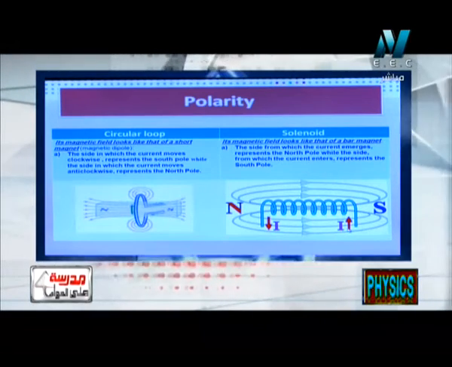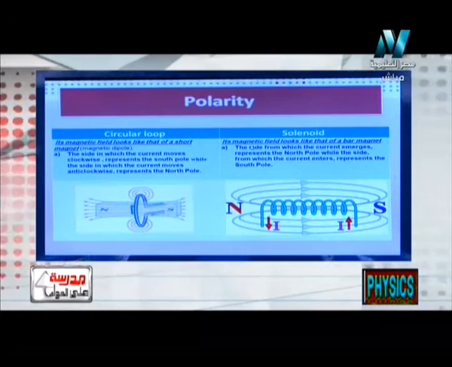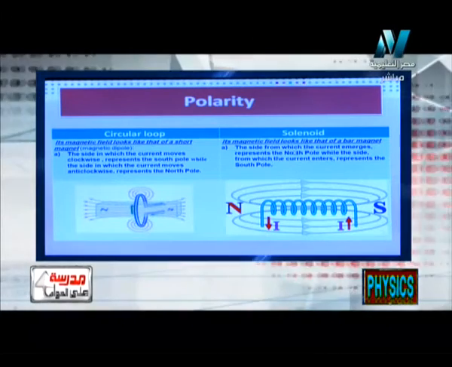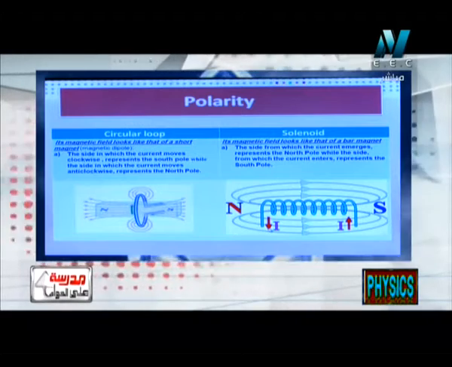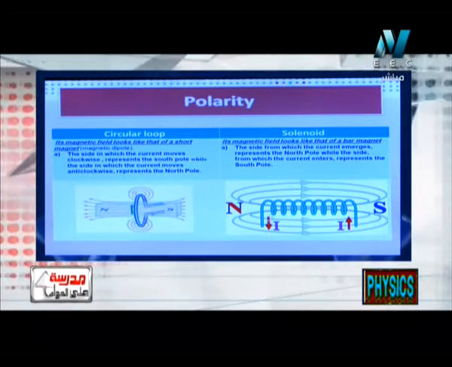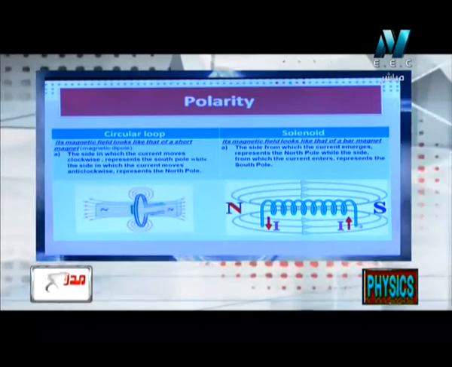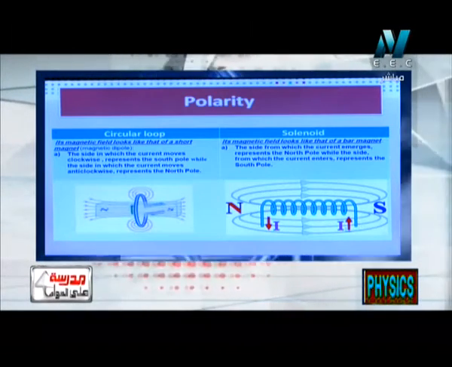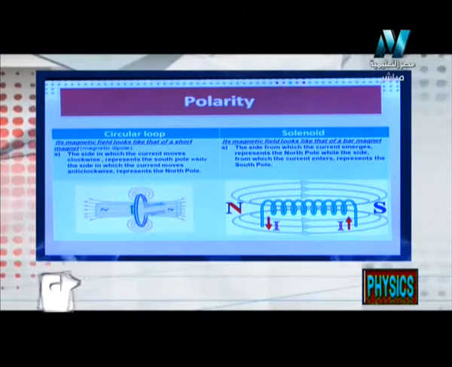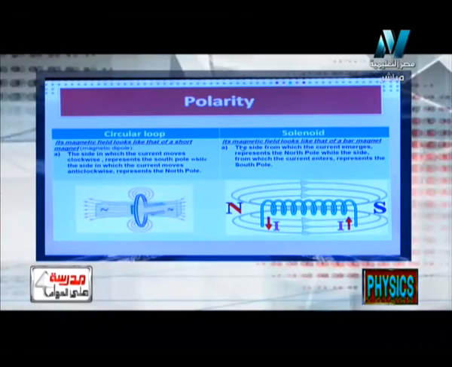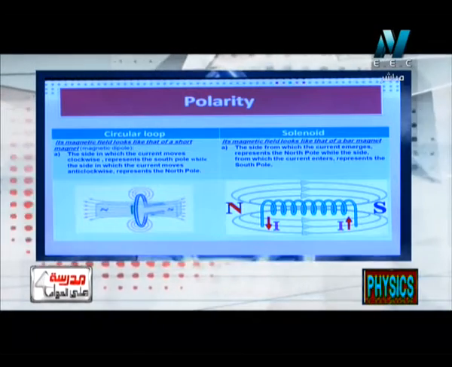We can see here from the drawing that the side from which the current emerges represents north, and the other side, into which the current gets in, represents the south pole. Here, we can determine the polarity for the circular loop and the solenoid.